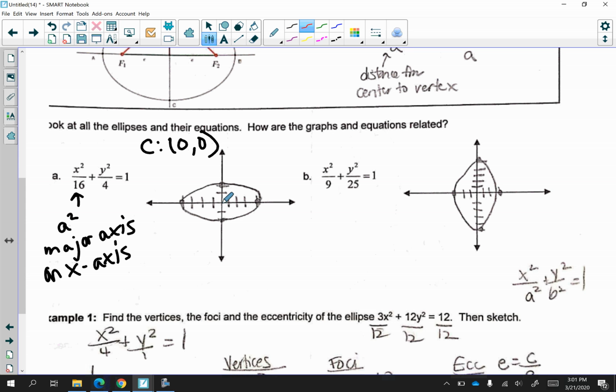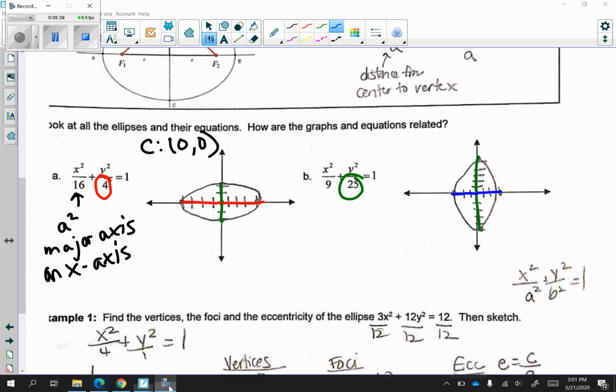So again, you count the boxes. My center is 0, 0, and 4 to the left, 4 to the right. And the y squared, the square root of 4 is 2, 2 up, 2 down. And there's my ellipse. Same idea for b. My major axis would be on the y because radical 25 is 5 and 25 is bigger than the 9. So you're going up 5, down 5 from my center 0, 0. Square root of 9 is 3, left 3, right 3. So there's my ellipse when the major axis is on the y-axis.